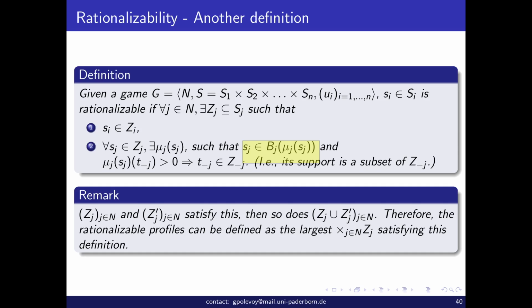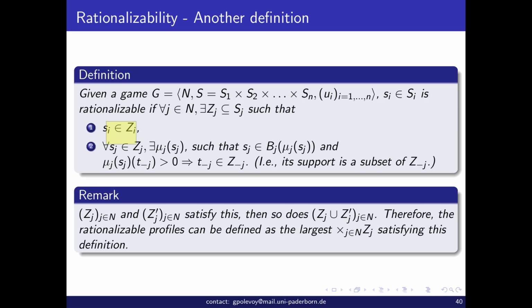Now, please notice that this is simpler than the previous definition. It's not clear immediately why they're equivalent, but we will prove it. If you have a system Zj of rationalizable actions, because the definition is good for anything in any Zj, we just have this property 2, that any action in Zj is justified by some distribution over other Zj's, and that already tells us that any action in Zj is rationalizable. So those are basically already sets of rationalizable actions.